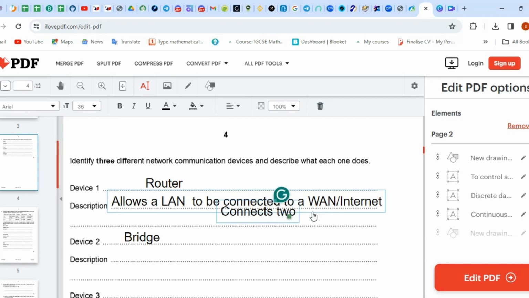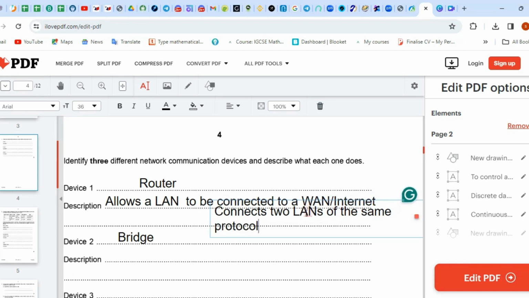So it connects 2 LANs of the same protocol together.